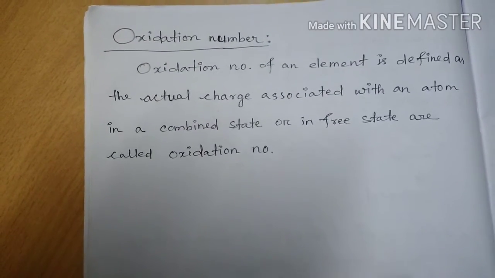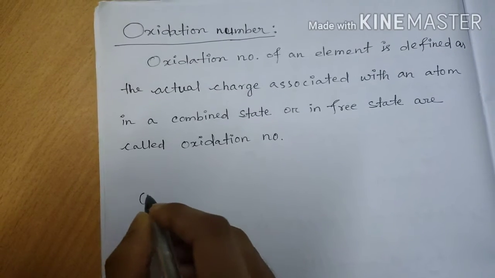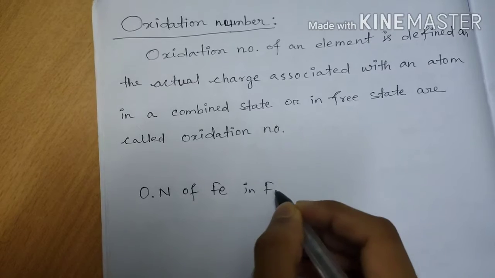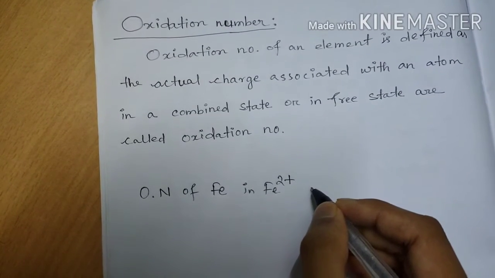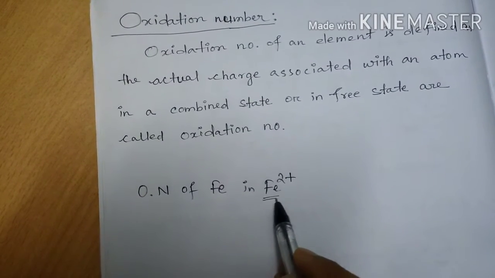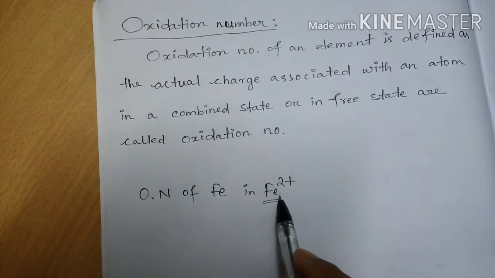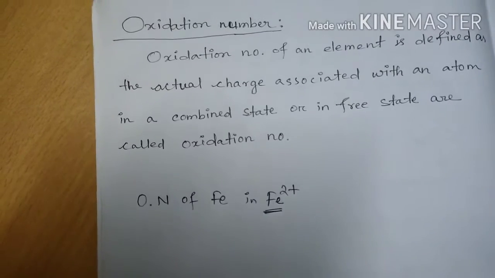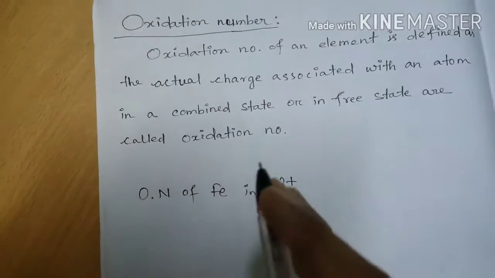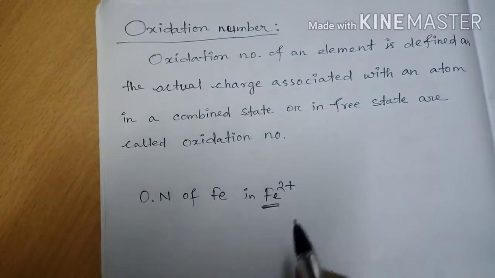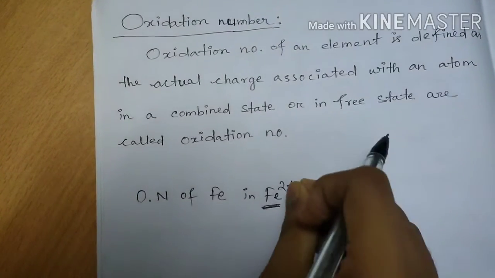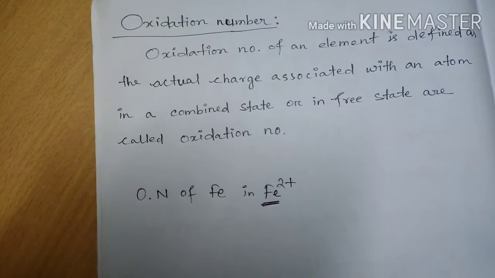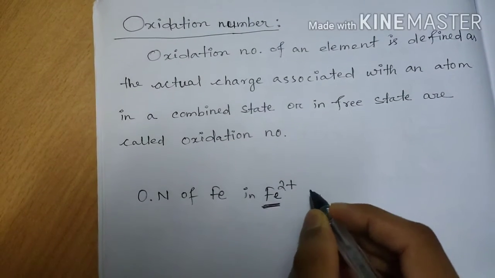So let me take one example. Suppose the oxidation number of the iron atom, that is Fe in Fe2+. We have to find the oxidation number of this atom Fe. Here you see the oxidation number of this atom will be +2 because the charge of this atom is +2. We know whatever the charge of the atom, that will be the oxidation number. So here the charge of the atom is +2, so that +2 will be the oxidation number of this atom. So the oxidation number of Fe in this ion will be +2.